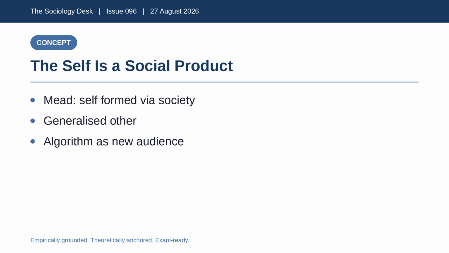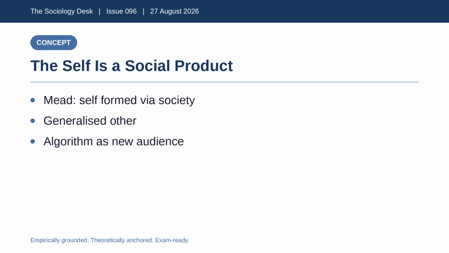George Herbert Mead's foundational insight was that the self is not something we are born with. It is built socially, through interaction. Mead described how we develop a sense of self by internalizing what he called the generalized other, the accumulated attitudes and expectations of the people around us.